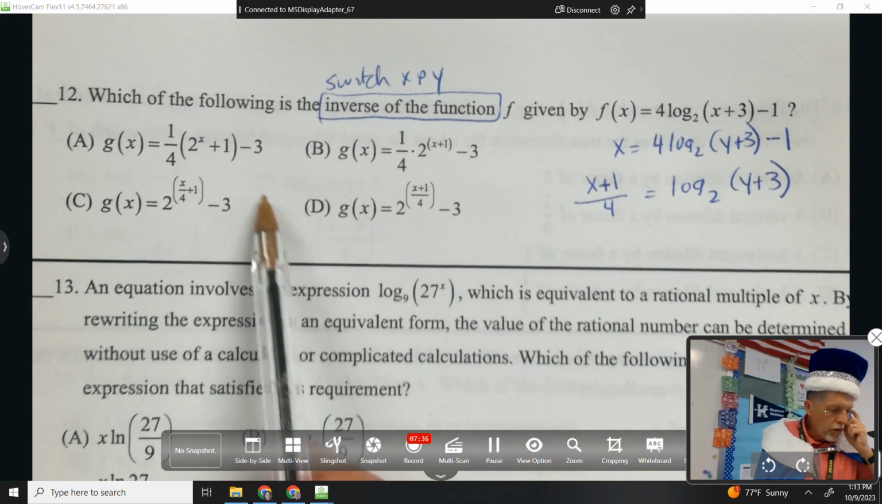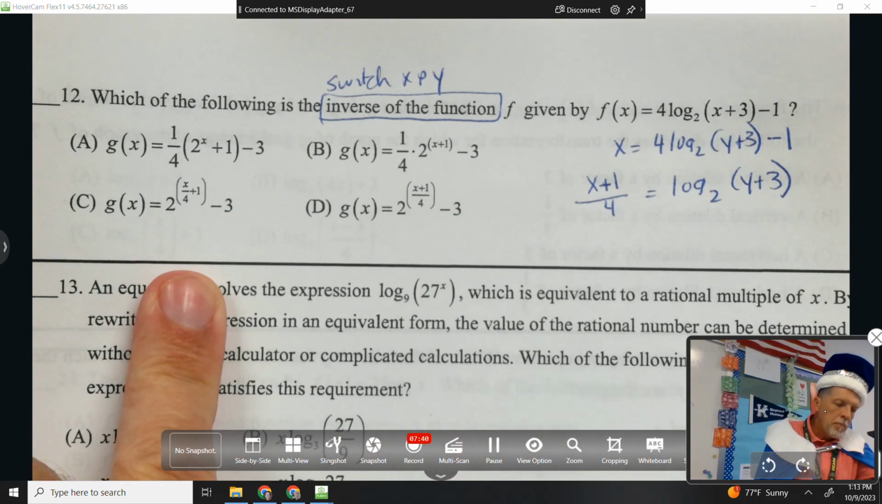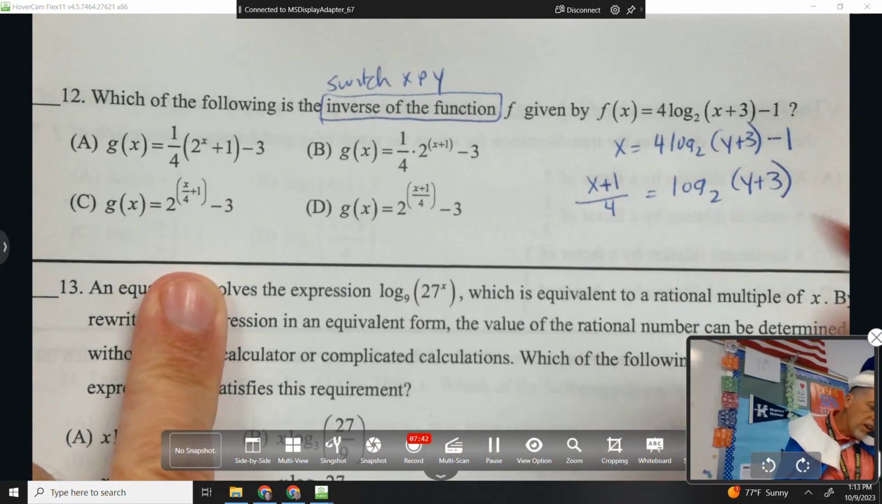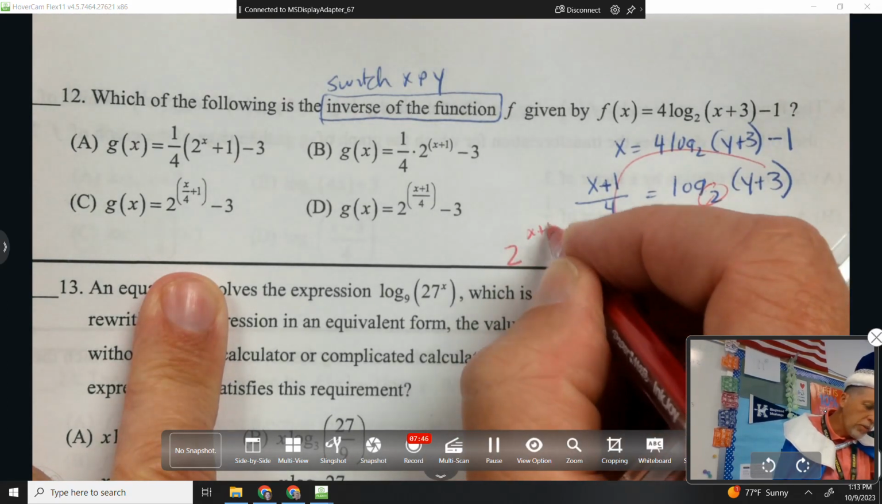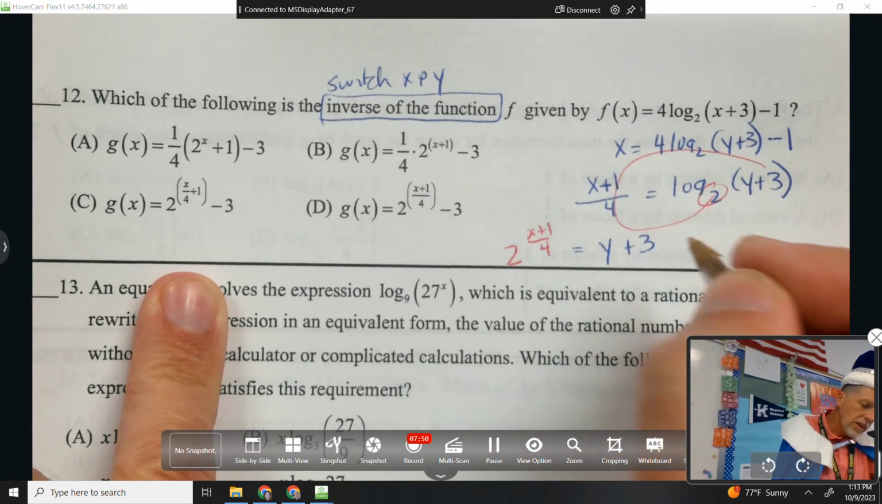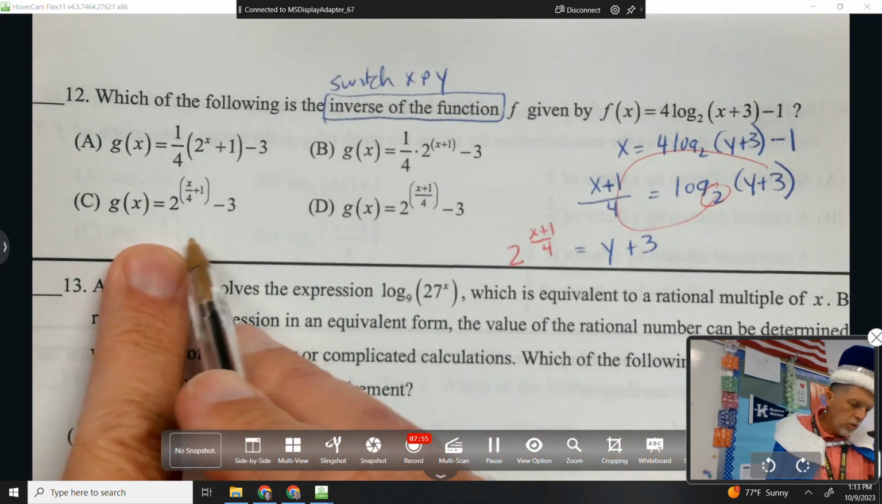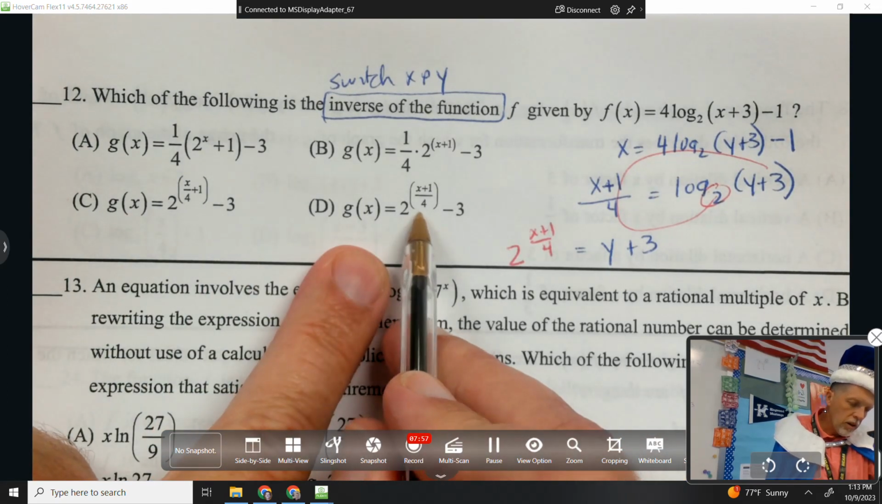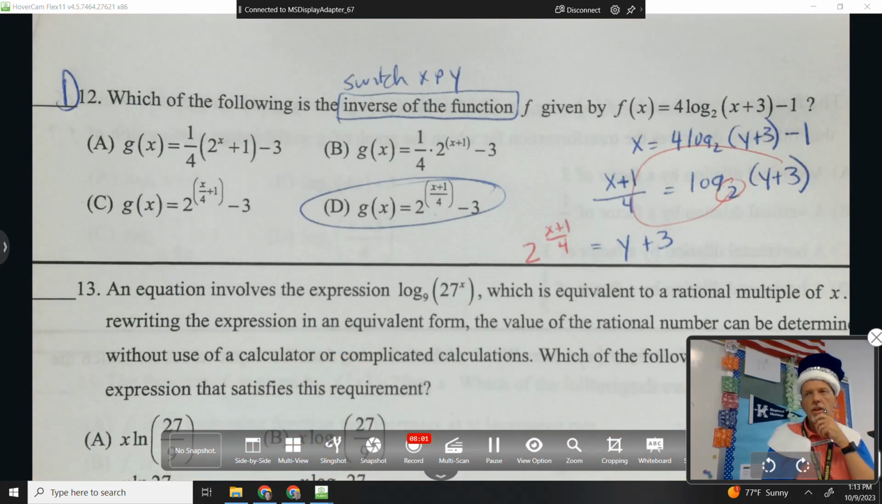Looking at my answer choices, I see some things that look like they might be right. Fish hook, 2 to the x plus 1 over 4 equals y plus 3. 2 to the x plus 1 over 4 minus 3. So answer choice D.